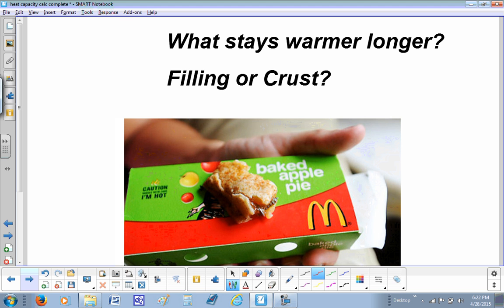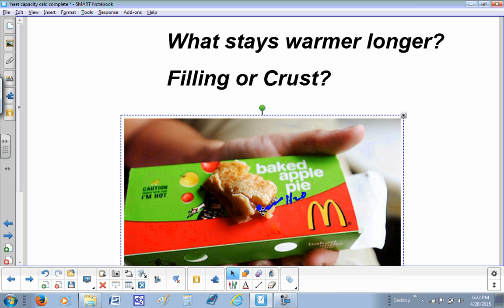Same thing's true in baked goods. So here's a nice piece of pie. Remember, inside the pie, you've got a nice juicy filling full of water. So guess what stays warmer longer? The filling. And that's why you've got to be careful. The filling has lots of water. It stays warmer much, much longer because it takes a long time to release that energy, unlike the crust. The crust is hardly any water. You can touch the crust as soon as it comes out of the oven. You won't get burned. Yet the water is going to be very, very hot. Plus the fact it's inside, it's insulated. That's besides the point. So again, that's why, heat capacity.